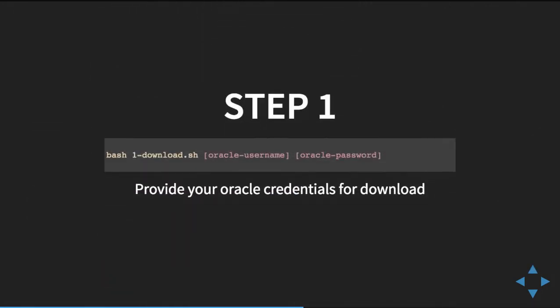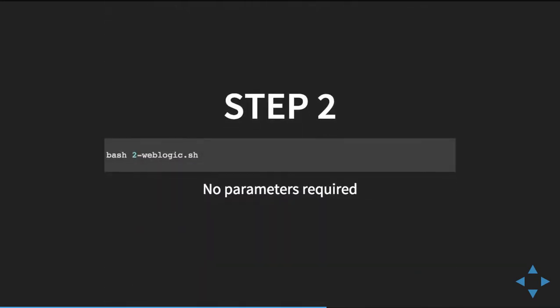The first script will automatically download the software from the Oracle website. Since software download requires an account, although a free one, you need to provide your credentials. The second script will install WebLogic and Oracle in the images. You do not need to provide parameters for this.